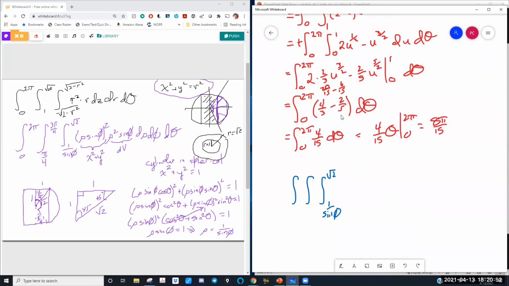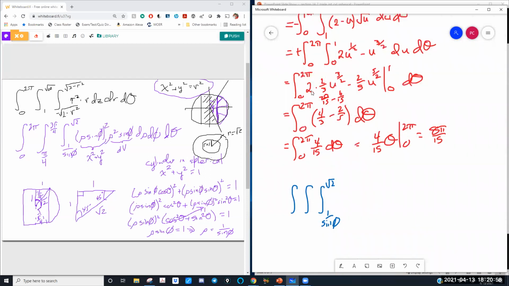The 4/15, let's see. 4/3 minus 2/5. So it came from combining those fractions. Where did that come from? If we put in our limits here, if we put in 1, we're going to end up with just 4/3 here and minus 2/5. If we put in 0, it's going to zero out. Did that help where the 4/15 came from?